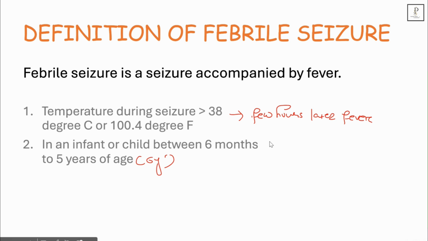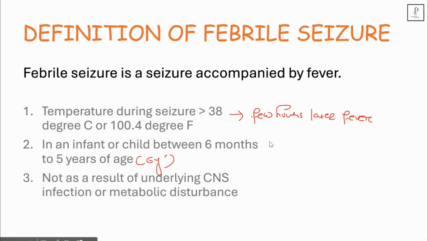If age is less than 6 months or more than 5 years, then you need to exclude other differential diagnoses. If the child is getting fever with seizure and is less than 6 months or more than 5 years of age, then it is not febrile seizure.